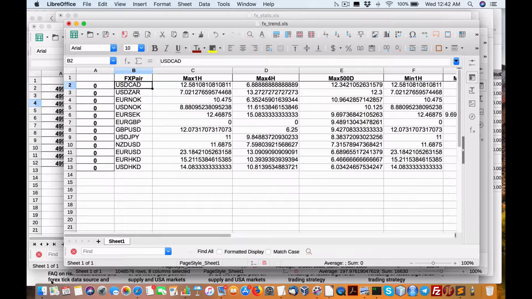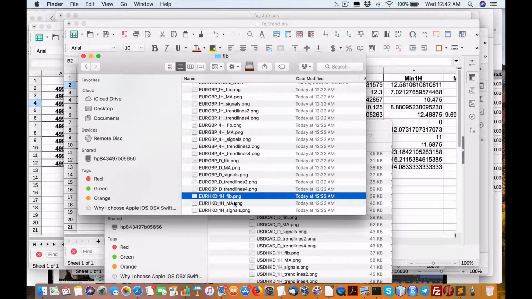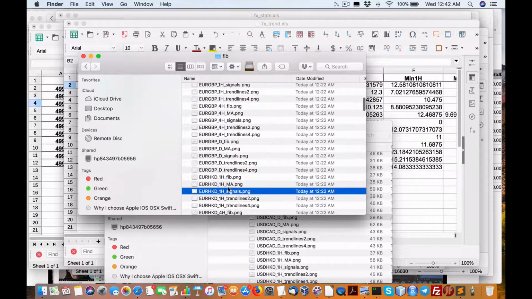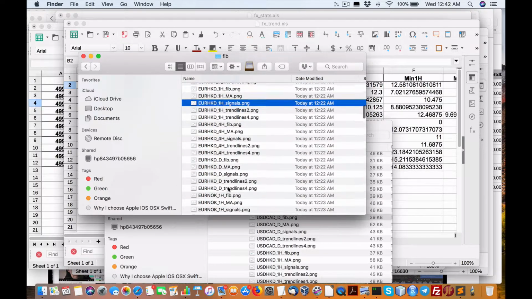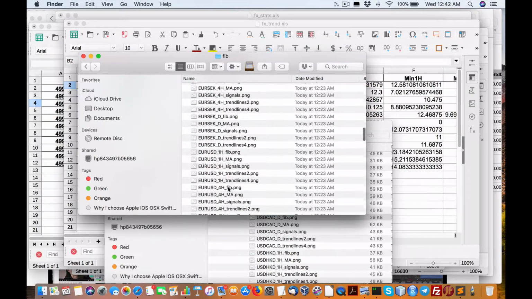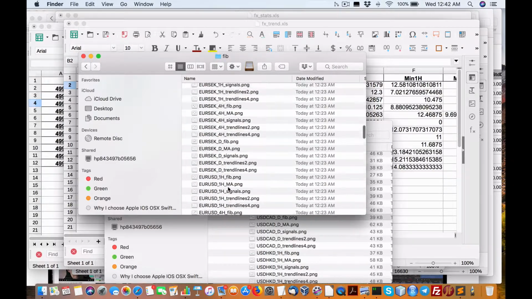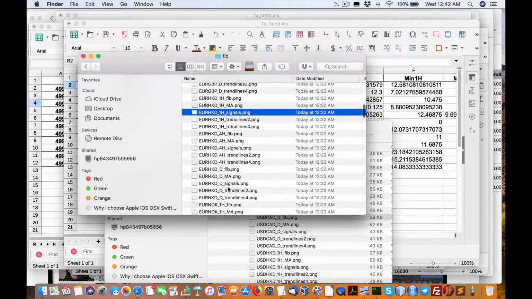Then when you move into other charts, let's say we look at the stats one. Where's the stats one? Okay, where are my files? I'm looking for my Excel files here.